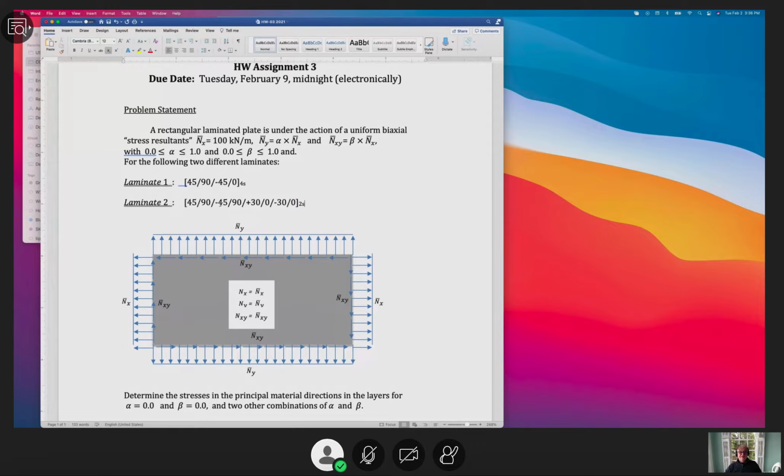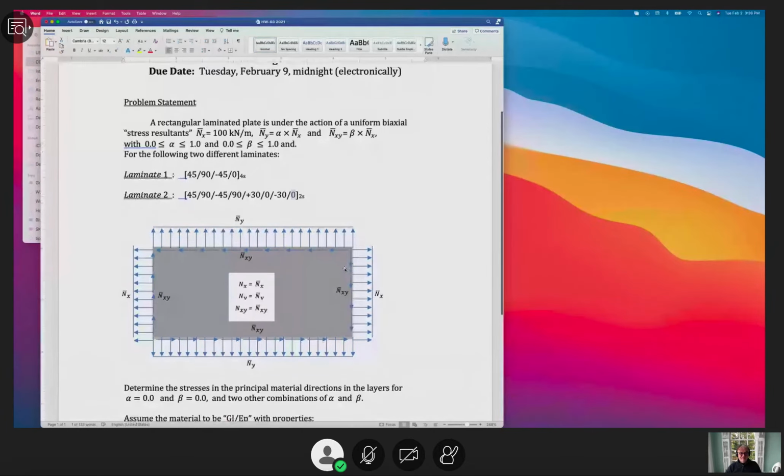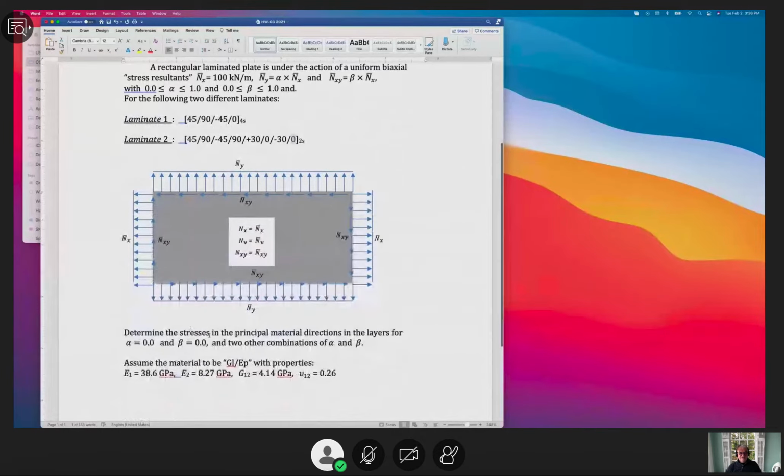Right. So now there is no 9-degree jump inside here, but since this is the midplane, there are 2 layers of the same orientation, 0 degree at the midplane. So these 2 laminates that we're going to be analyzing, and we're going to be asked to determine the stresses in the principal directions in each layer.